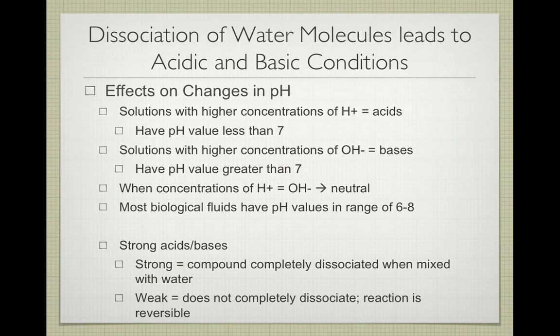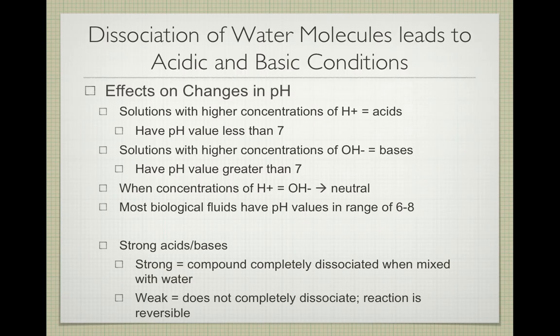And when you get solutions that have the H+ and the OH- dissociating in equilibrium, those are your neutral solutions, and they have a value of 7. For most biological fluids, your pH is going to be somewhere in the range of 6 to 8. That's typically what we're looking for as something that's going to be functional in most organisms.